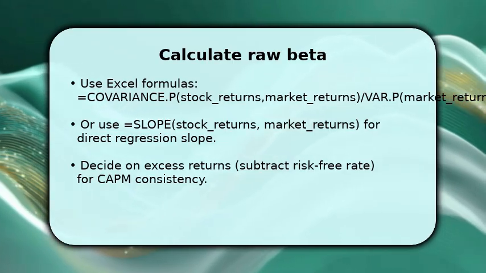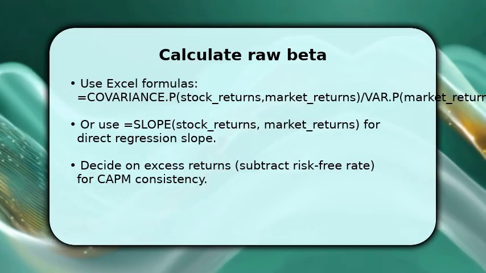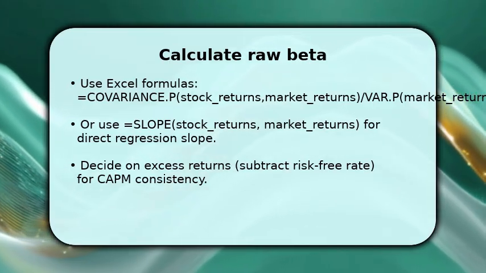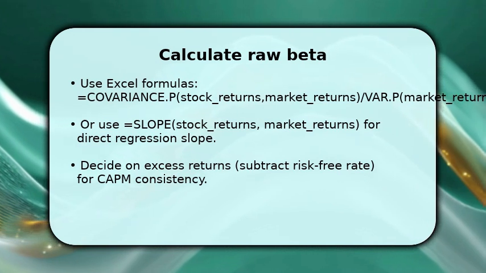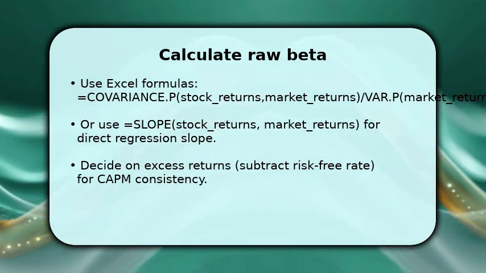If you want CAPM-consistent beta, convert both series to excess returns by subtracting the same risk-free rate per period before these formulas. Finish by interpreting and optionally adjusting beta.